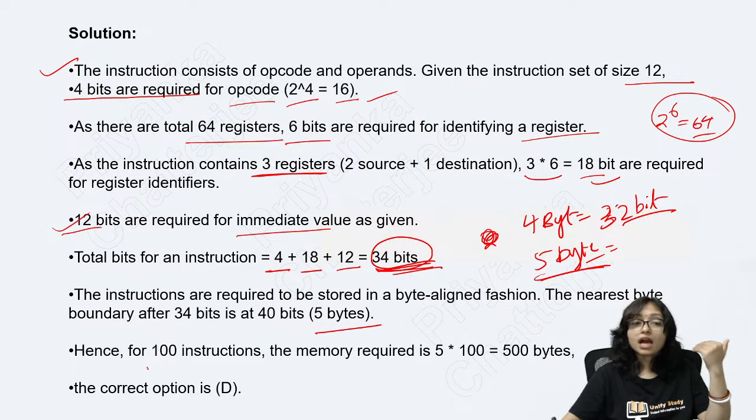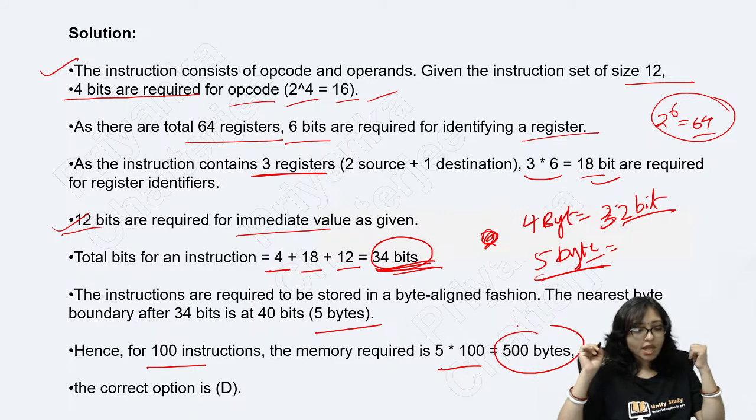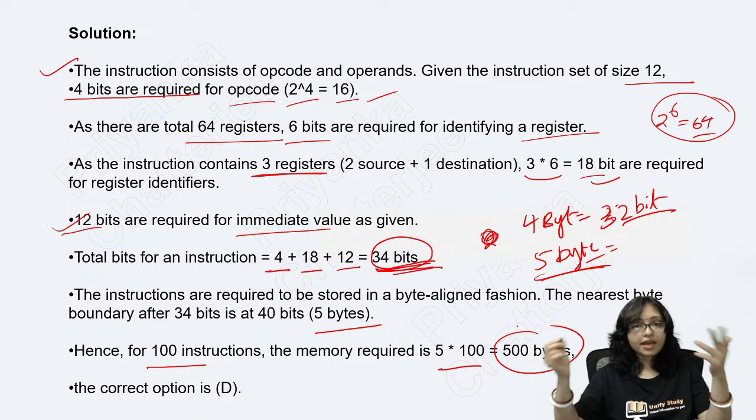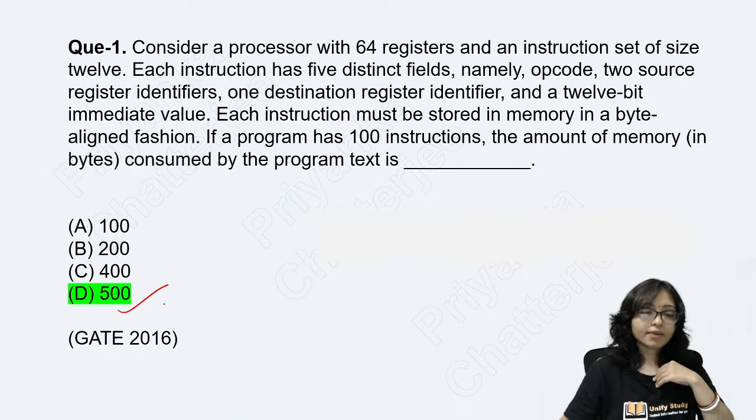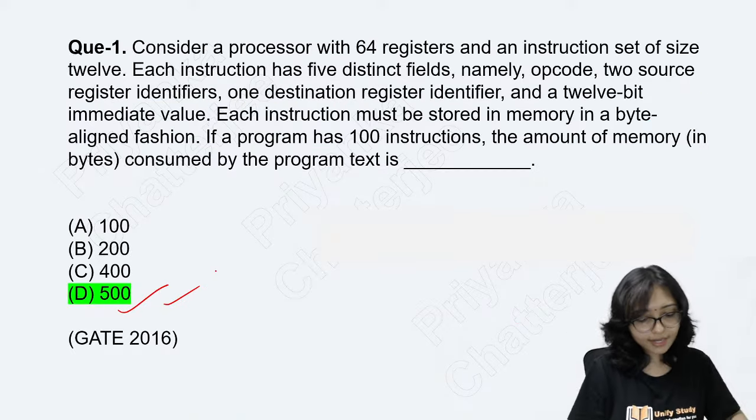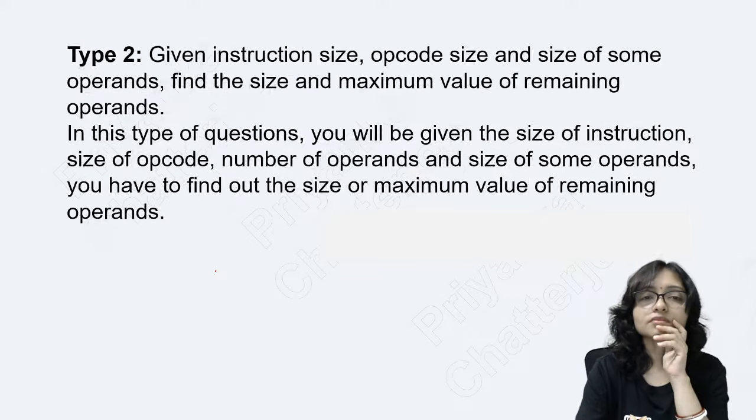Now there are total 100 instruction. So 100 multiply into 5, that will be 500 byte. 100 multiply 5 means that will be 500 byte. So that's why my answer will be 500 byte. Clear? Is that clear to everyone?